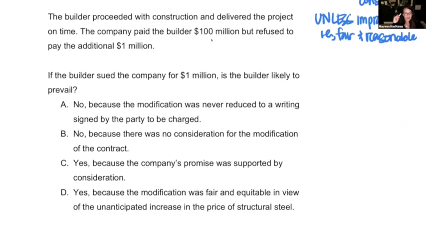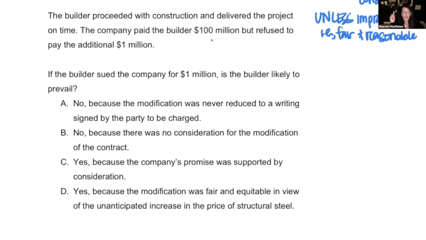Okay, so again, if the builder sued the company for $1 million, is the builder likely to prevail? A, no, because the modification was never reduced to a writing signed by the party to be charged. You don't need to do that. So say it's unenforceable because of the statute of frauds. The original contract is subject to the statute of frauds. This modification is not. So we'll just say not necessary.